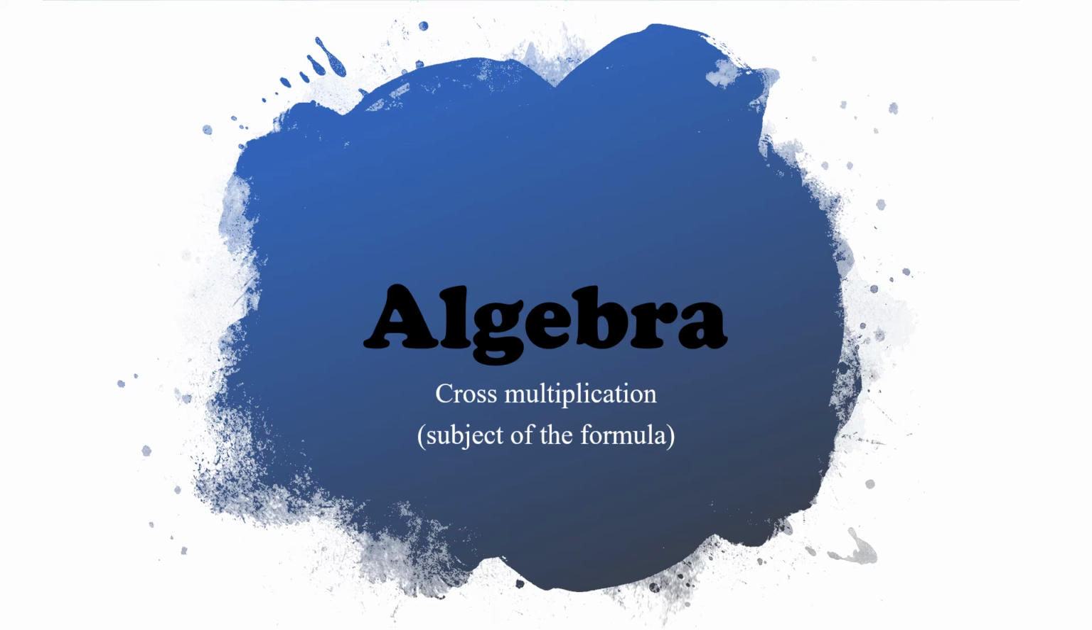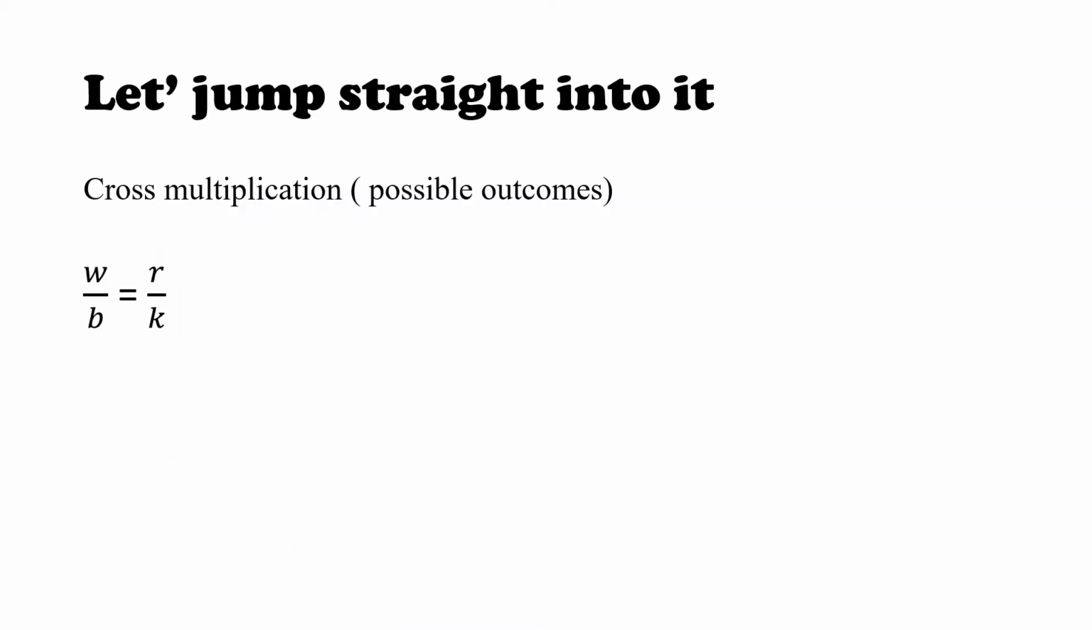Alright, good day everybody. Today we are going to continue our series on algebra, finding the subject of the formula. Previously, we would have already addressed the concept of the subject of the formula. We already looked at how to find the subject of the formula using transposition and also cross division, getting rid of division and multiplication. Today we are going to look at cross multiplication, how to form the subject of the formula through cross multiplication. And we are going to jump straight onto it.